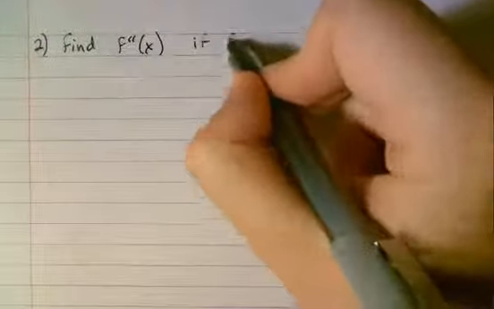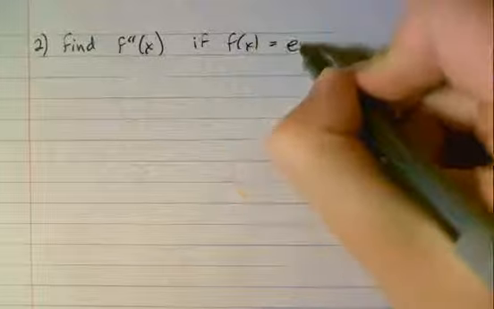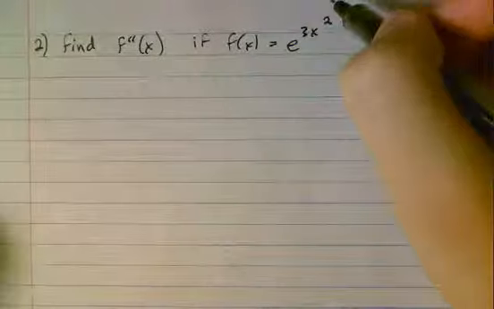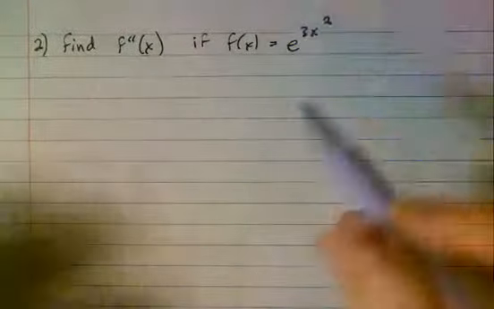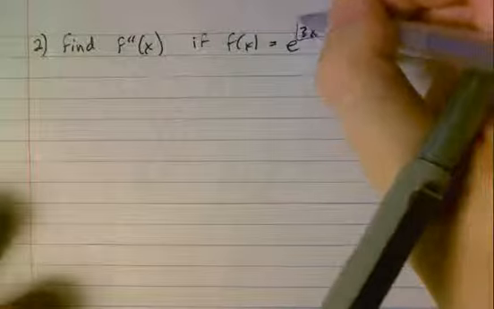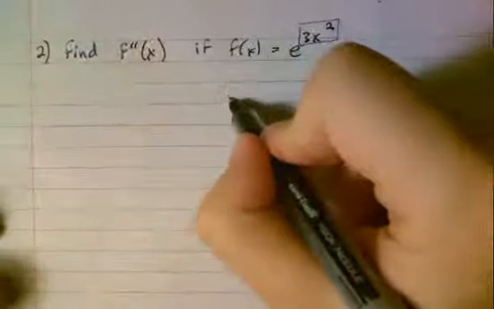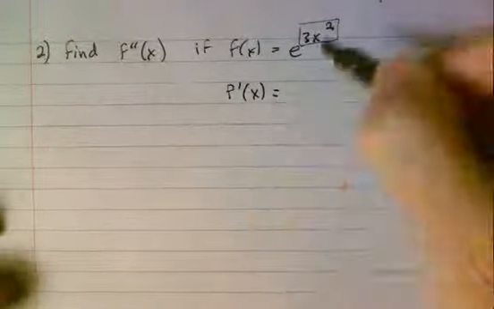Sometimes when we're trying to take that second derivative, we're going to have to do a little bit more complicated algebra. So let's find the second derivative of f if f of x equals e to the 3x squared. So notice that this is a box function, so we're going to have to do the chain rule when we do this. So let's start off by doing the first derivative.